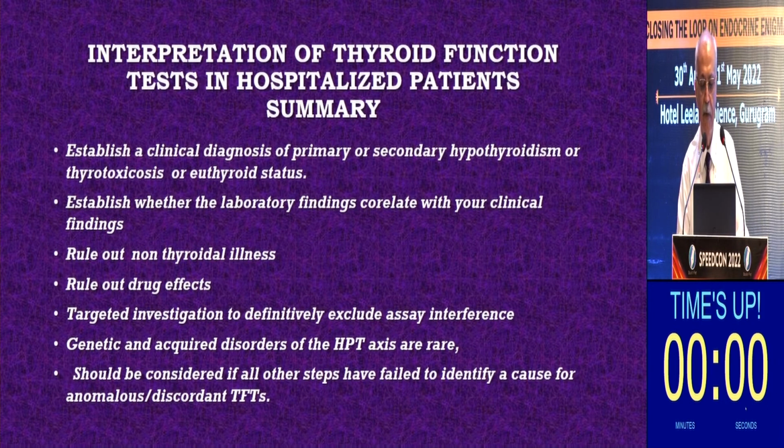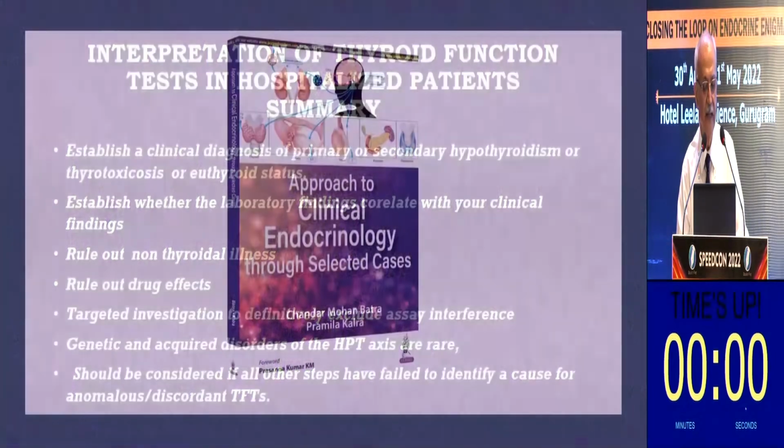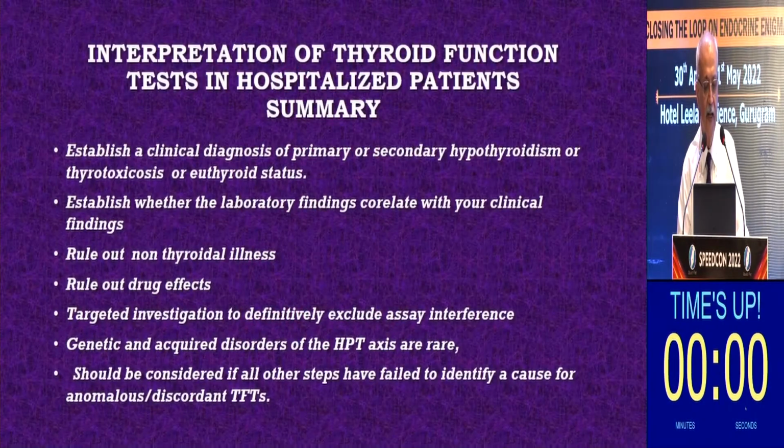Establish whether the laboratory findings correlate with your clinical findings. Rule out non-thyroidal illness, rule out drug effects, and do targeted investigation to definitely exclude assay interference. Then finally think of genetic and acquired disorders, which are very rare.